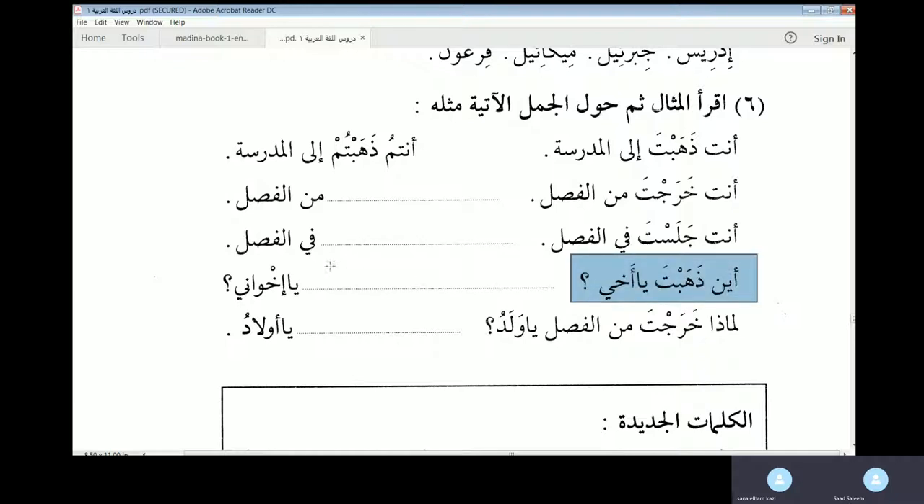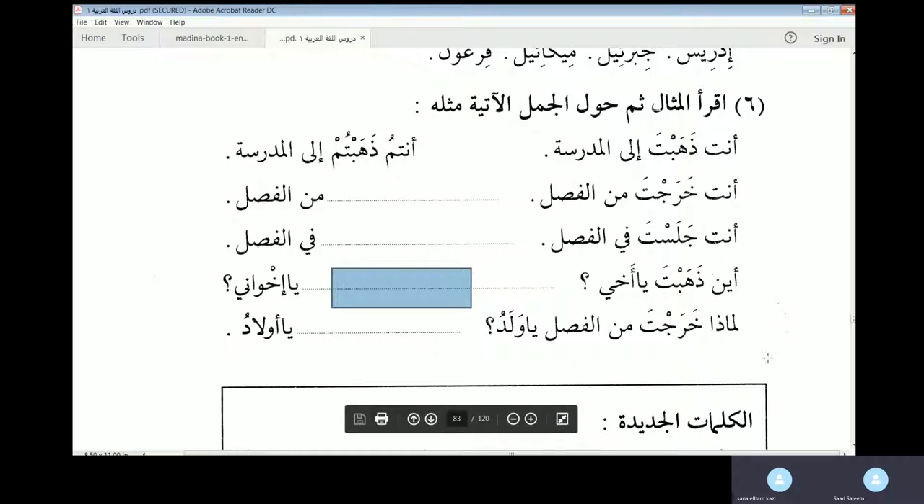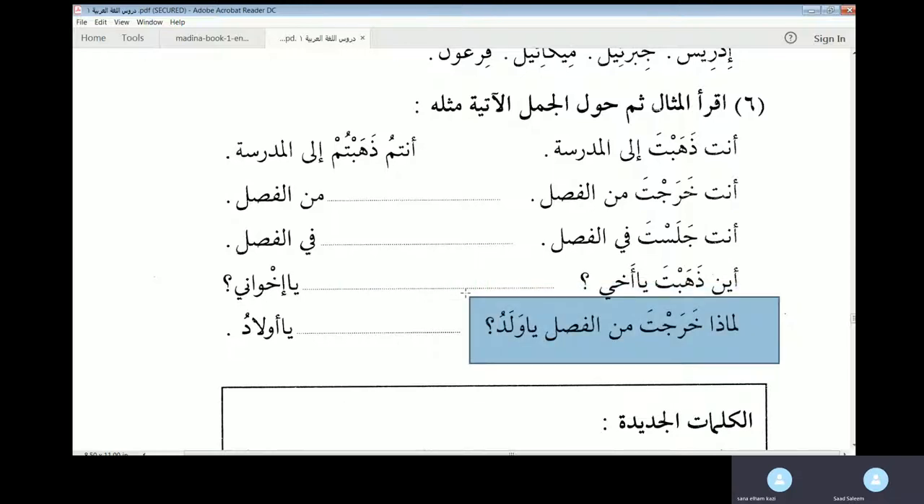Ayna dhahabta ya akhi? Where did you go, oh brother? Ayna dhahabtum ya ikhwani? Where did you all go, oh brothers? Limadha kharajta min al-fasl ya walad? Limadha, why? Why did you come out from the class, oh boy?